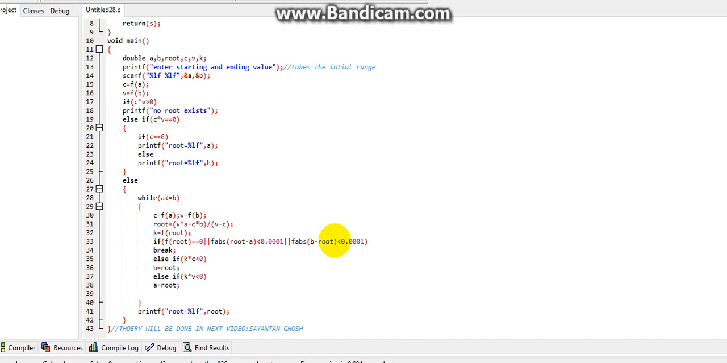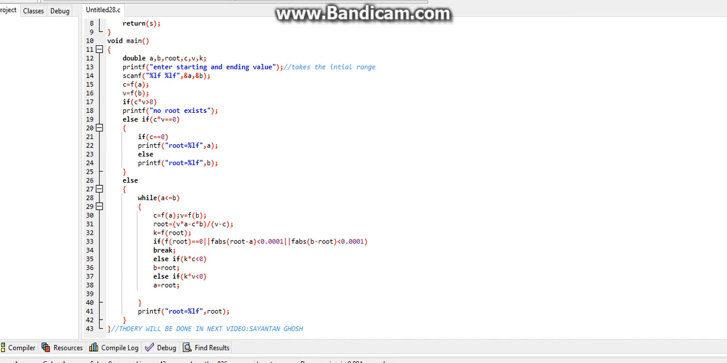Now first we check whether this root is equal to 0. As we know, a root is also known as a zero of the equation. So if we put this value and we get a 0, then it's definitely a root. Then it will break out from this while loop and it will print the root.